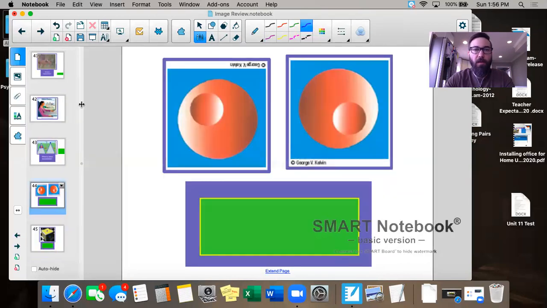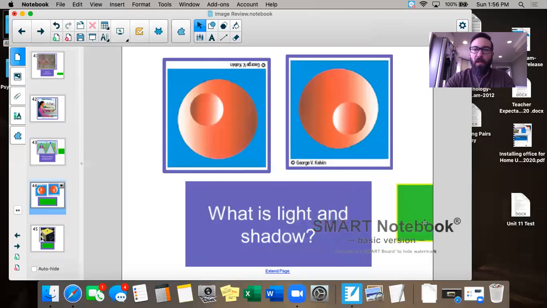Skipping too many. All right, here's a good one. Light and shadow, what is light and shadow? That's not a hard question. Light and shadow should be bright and dark. What does it do for you?